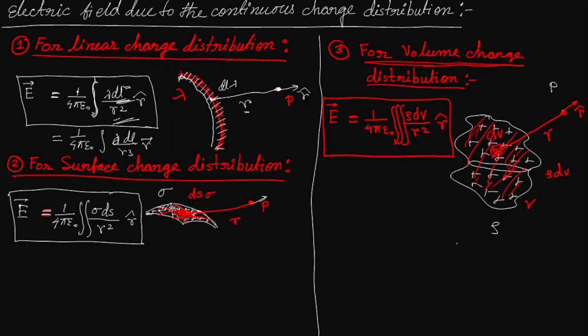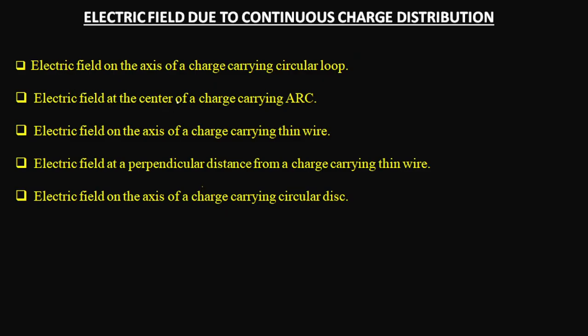So in this video, using these definitions, we'll try to calculate electric field for these cases. So let's start with the first case, where we have to calculate electric field on the axis of a charge carrying circular loop. Let me draw a circular loop here. Let's say this is a circular loop, and this circular loop is carrying a uniform linear charge density lambda.